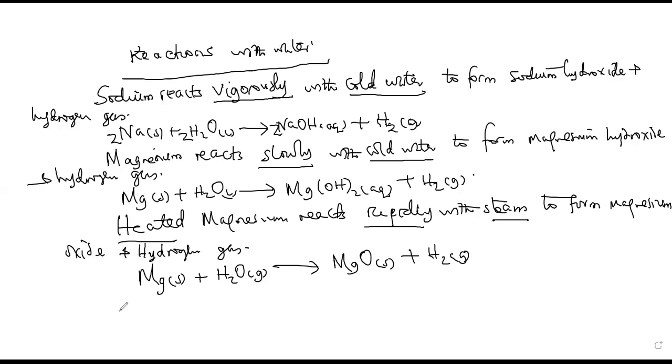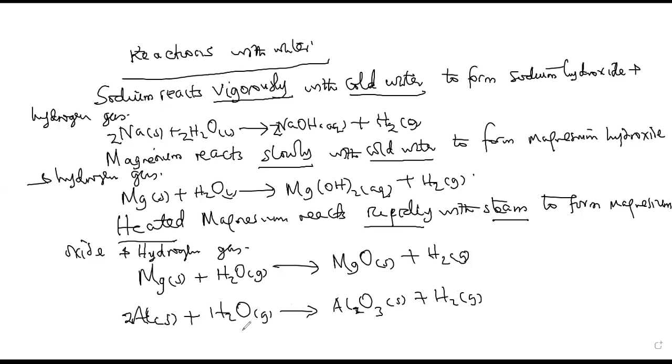However, when this layer is removed, heated aluminum reacts with steam to form aluminum oxide and hydrogen gas. So you have to be very realistic as you're writing these things. Then here we shall have a 3. Then you go to another reaction.